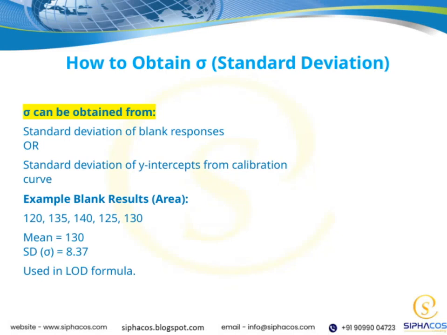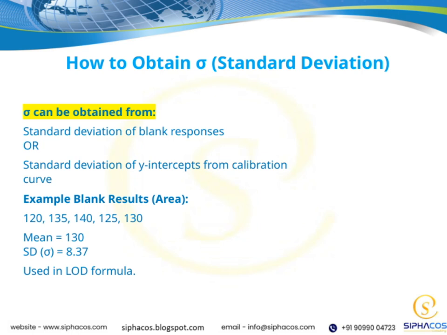So, how do we actually obtain sigma, or the standard deviation, in this context? Well, there are a couple of ways. One way is to look at the standard deviation of blank responses. These are the measurements you get when no analyte is present, and it gives us an idea of the baseline noise in our system. Alternatively, you can determine sigma from the standard deviation of the y-intercepts of your calibration curve.